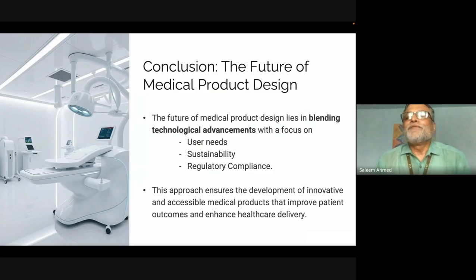I would like to conclude by saying that the future of medical product design lies in blending the technological advancements with a focus on user needs, sustainability, and regulatory compliance. So we have to blend the technological advancements by keeping in mind these three aspects. And by this approach, we can ensure the development of innovative and accessible medical products that improve patient outcomes and enhance healthcare delivery. So with that, I would like to conclude. Thank you.